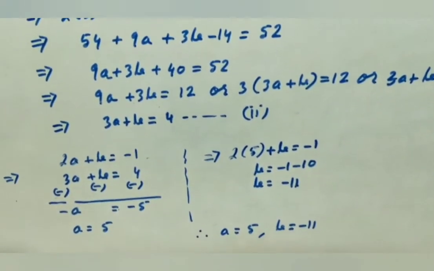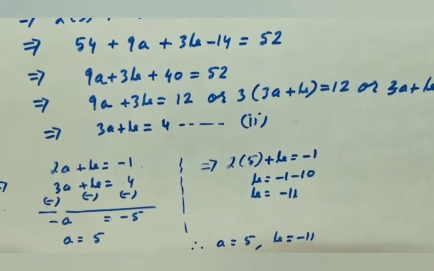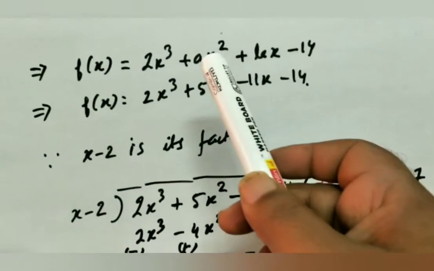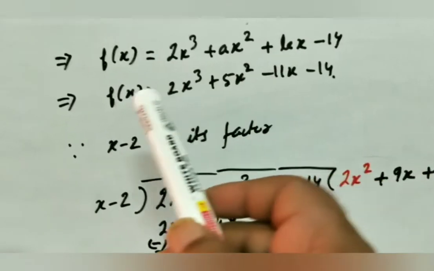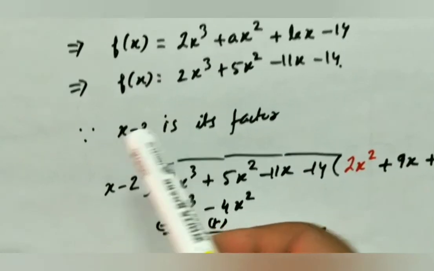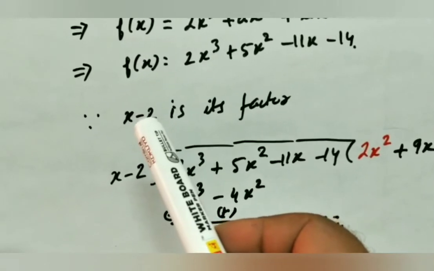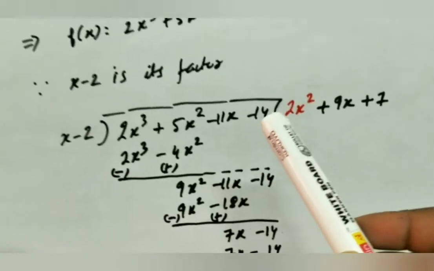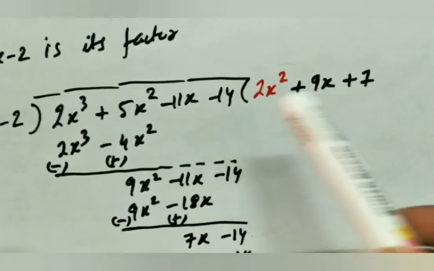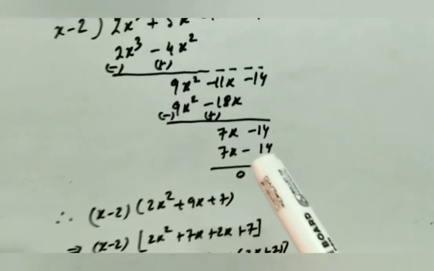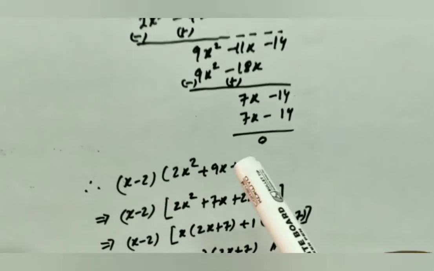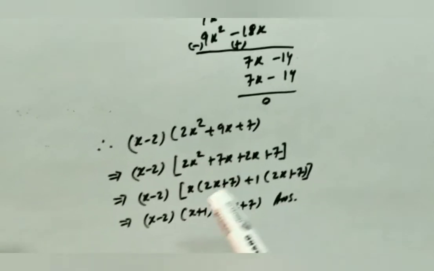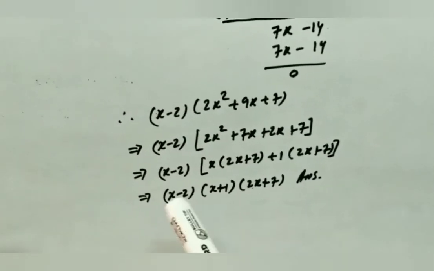Now, after getting the values of a and b, we need to substitute these values in f(x). So a is 5 we have got, b is minus 11. This is the f(x). x minus 2 is the factor, so I have to select x minus 2 and not x minus 3 because that is not the factor. After dividing, by long division method, we get the quotient as this. You know this long division method. This is the quotient. This into this, remainder is 0. Middle term break, we get these as the factors.